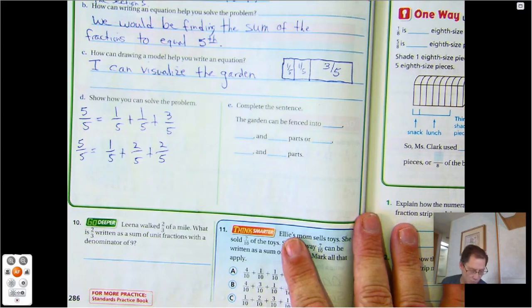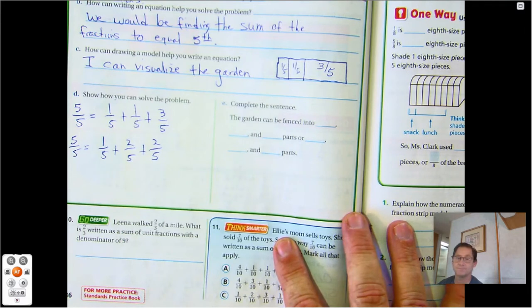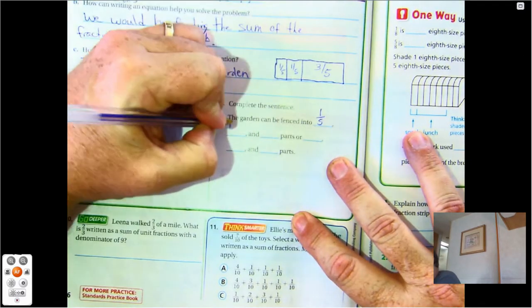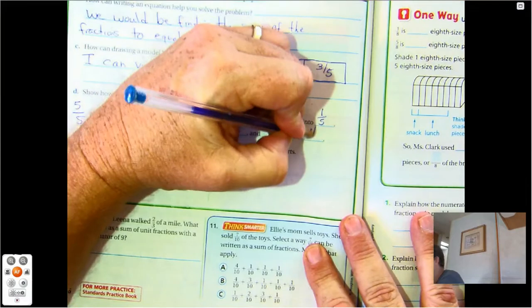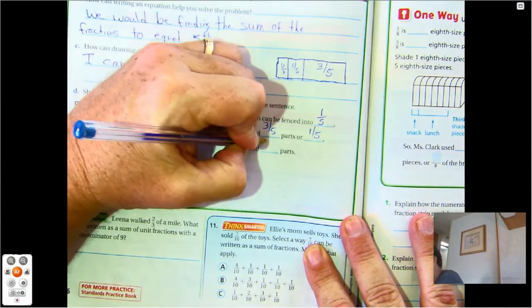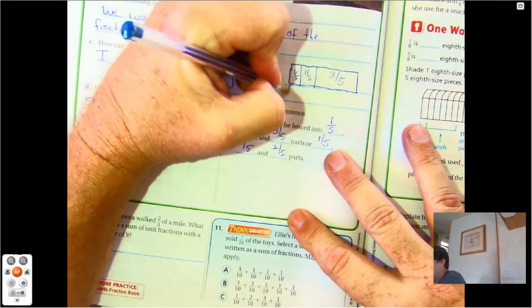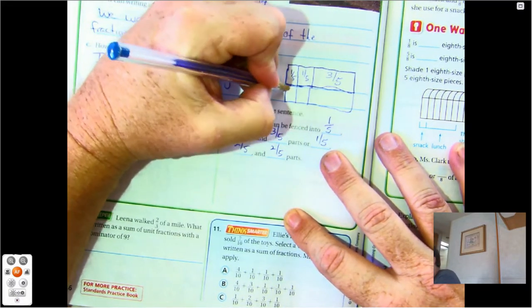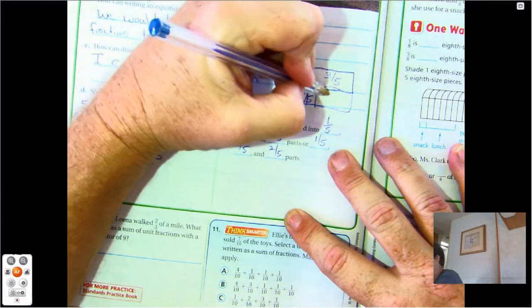So complete the sentence. The garden can be fenced into blank, blank, and blank parts, or blank, blank, and blank parts. So we could say 1/5, 1/5, and 3/5 parts, or 1/5, 2/5, and 2/5. So if we drew the picture of the garden both ways, we could say 1/5, 2/5, 2/5, and that would give me 5/5.